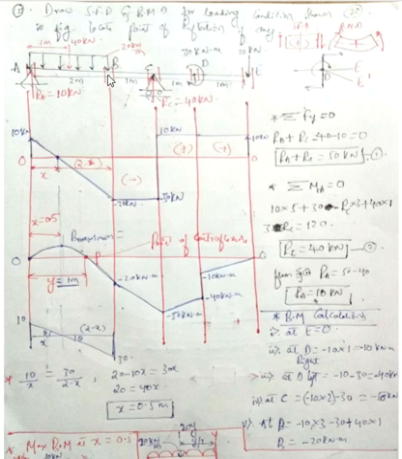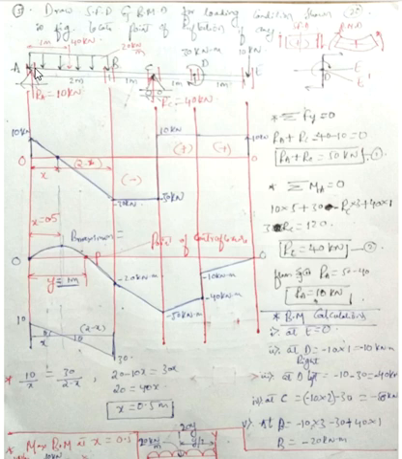Then as soon as I move from this section to this section, there is one more force, that is 40 and vertically downward. So I was having minus 30 here, and here I am having plus 40, so it will become plus 40 minus 30, which gives me plus 10. Since it is UDL, I am going to join it with a straight line for shear force diagram.